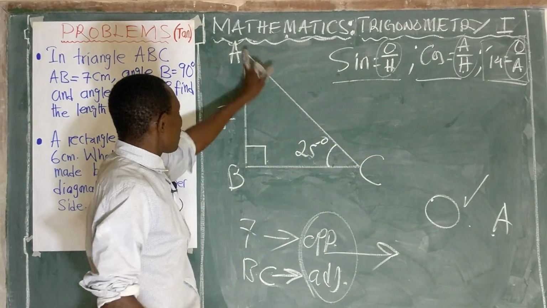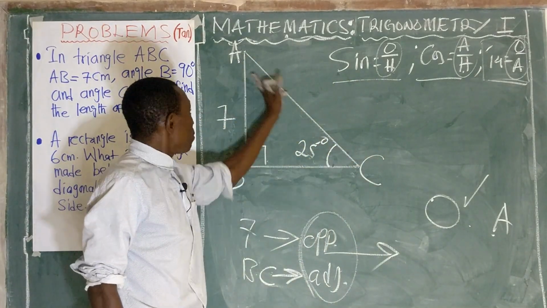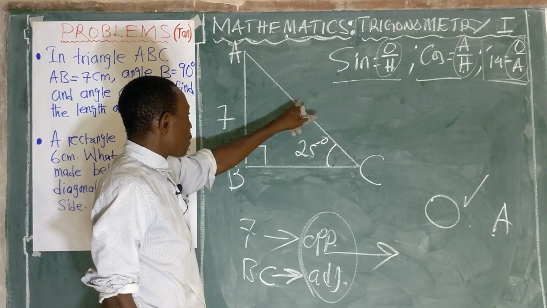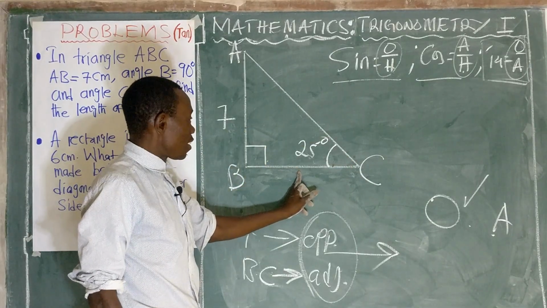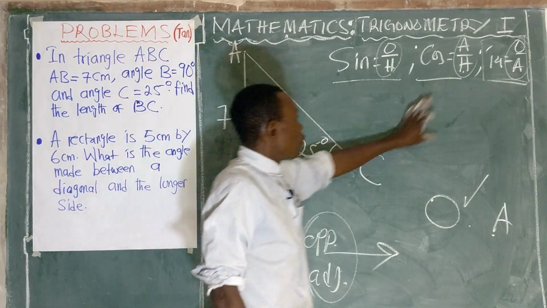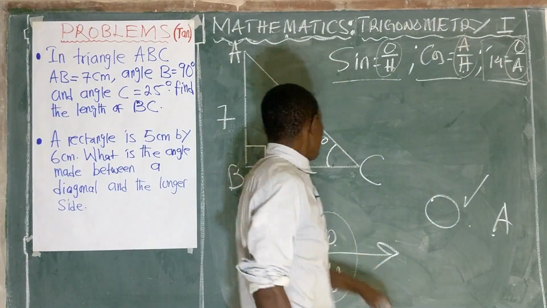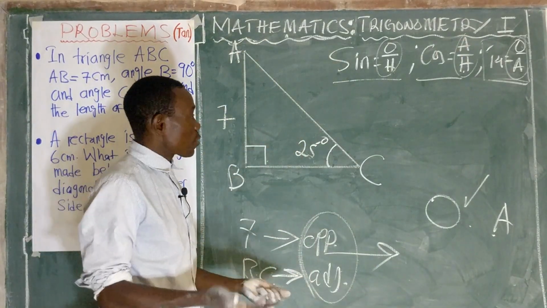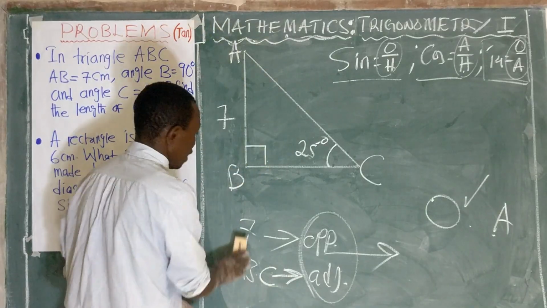Had I been given the side AC, then definitely I would have talked of opposite, hypotenuse, and the adjacent. So there again, it means I would have gone for a cosine. So please, the name of the side given and the side you'd like to find will give you the story. So you see how simple this one is.